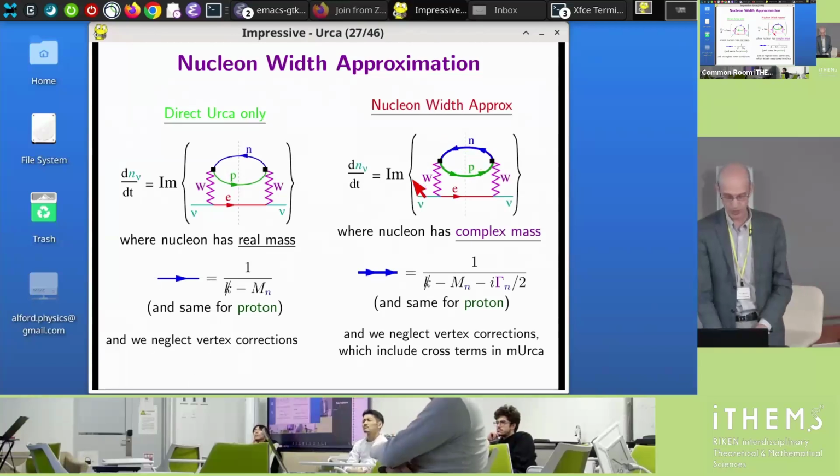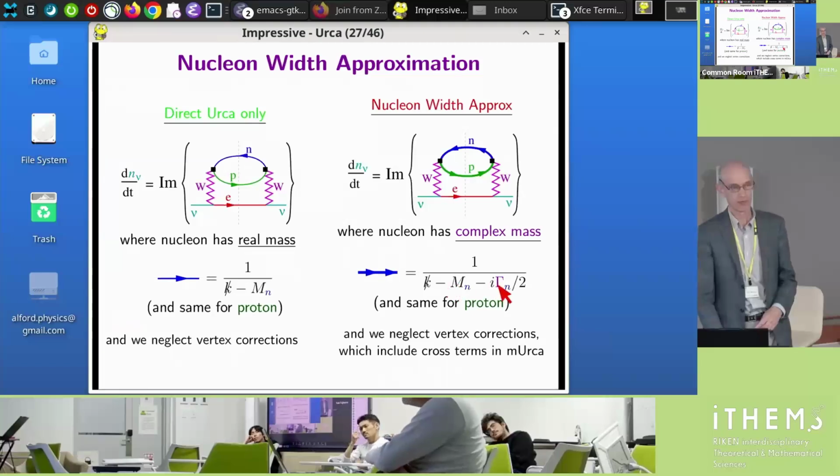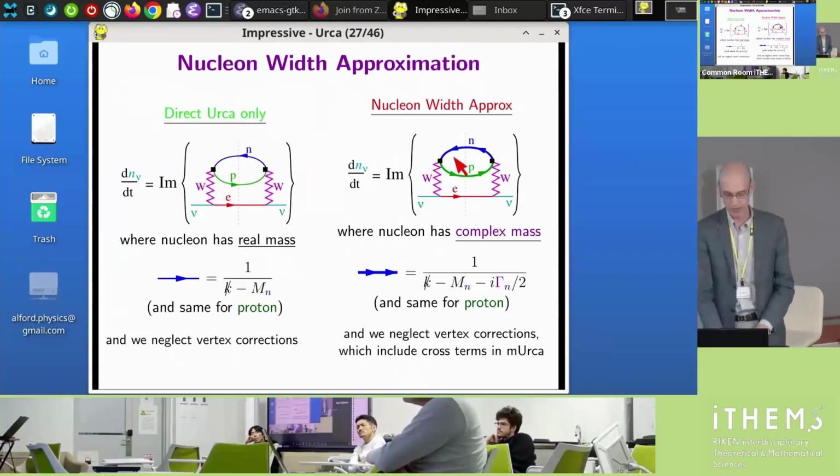where now when we evaluate this Feynman diagram, instead of for the propagator putting in 1 over k-slash minus m, we'll put in 1 over k-slash minus m with an imaginary part. Okay, and the same for the proton. So we just turned our thin, no-width propagators into thick, two-arrow propagators with in-medium widths.